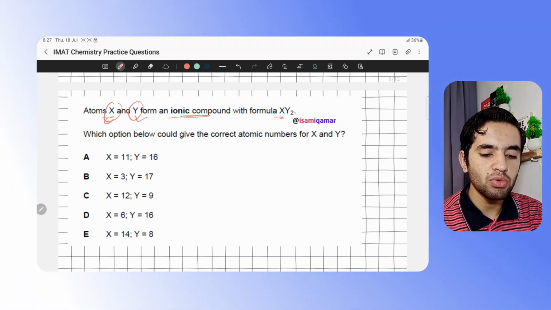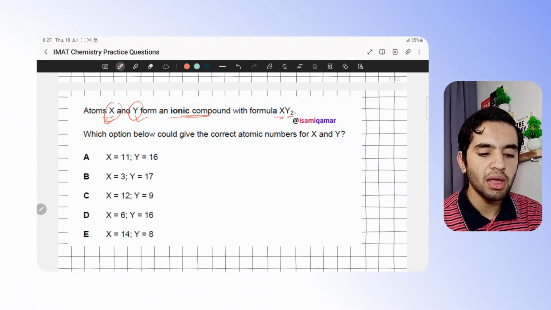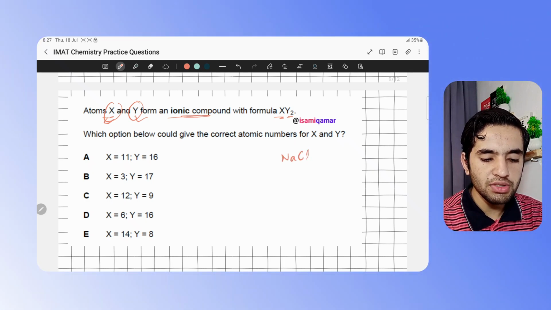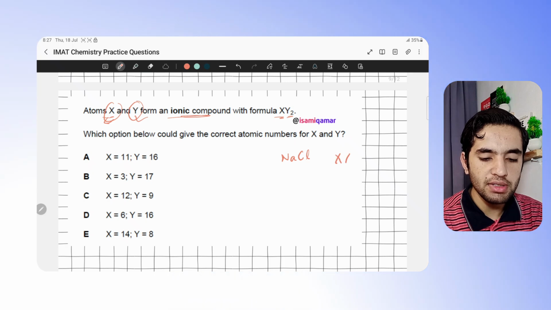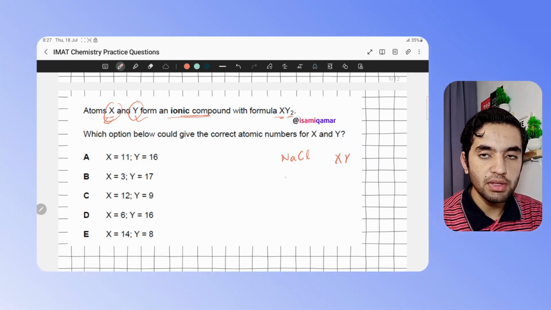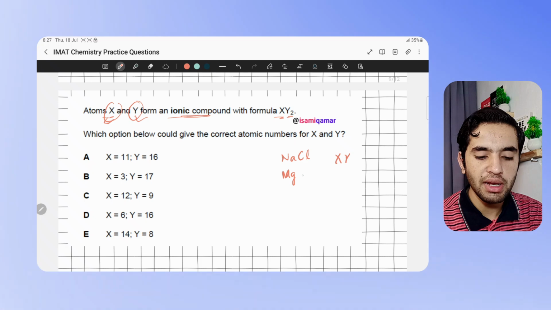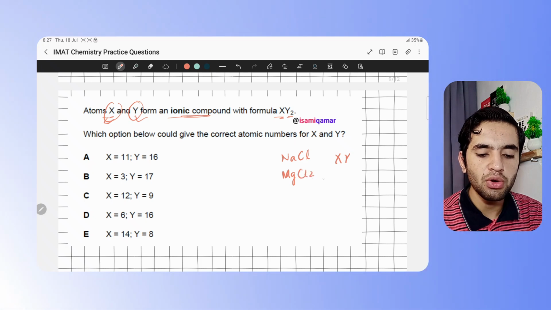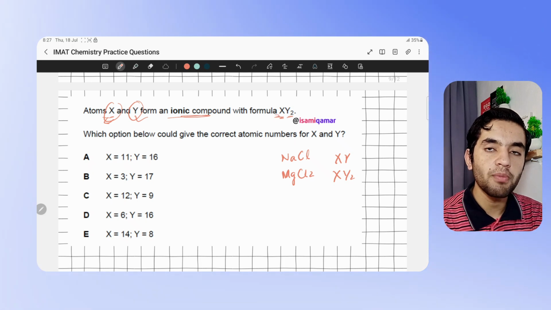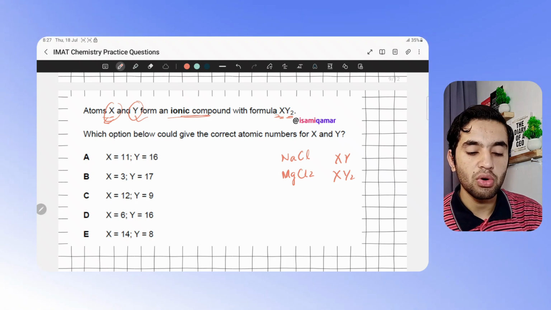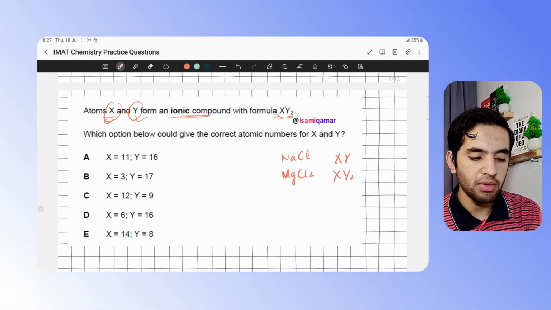So for XY2, if you remember, NaCl is just like XY. And then the second group is going to be Ca, Mg. For example, let's draw Mg, magnesium, which is an alkaline earth metal. It is supposed to be MgCl2. It means that this is going to be XY2. So it means that X is from the alkaline earth metals and Y is from the halogen family, group 7 or 17, whatever you call it.